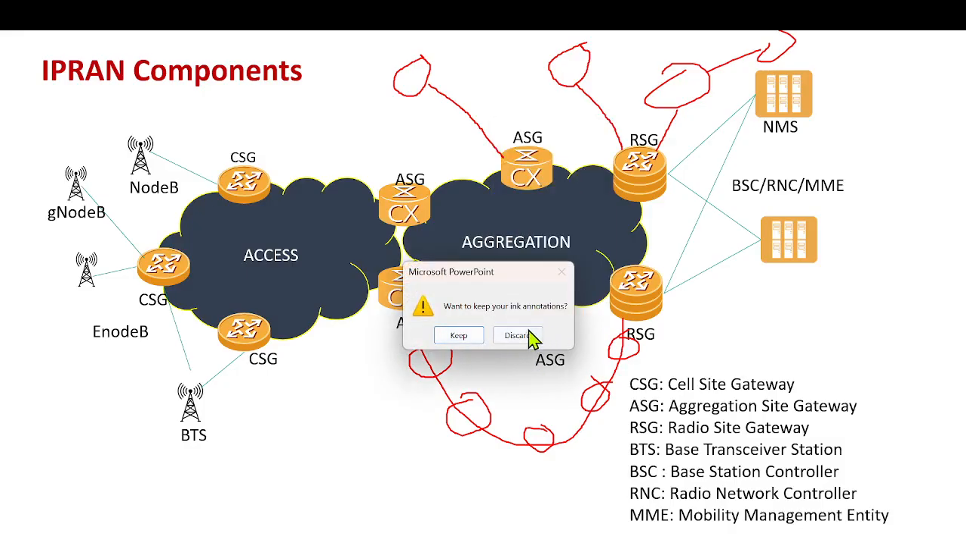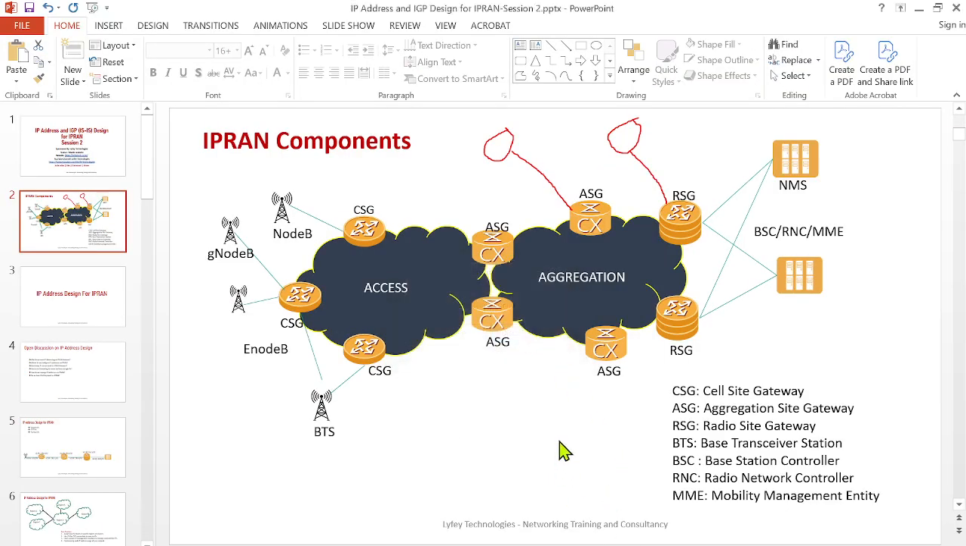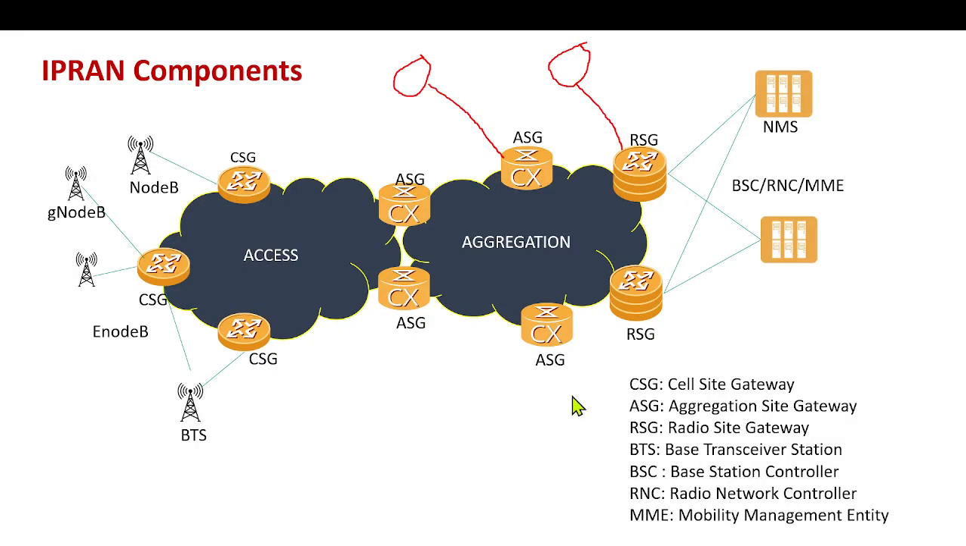I have one question in this topology. I have seen in some scenarios that if there is no RSG, like on the core side, they are using only the ASG, and the BSC, RNC, MME, and NMS are connected with the ASG. So it's possible that in a network with no RSG, the ASG also works as an RSG. That is possible, right? Yes, it's also a very common scenario.